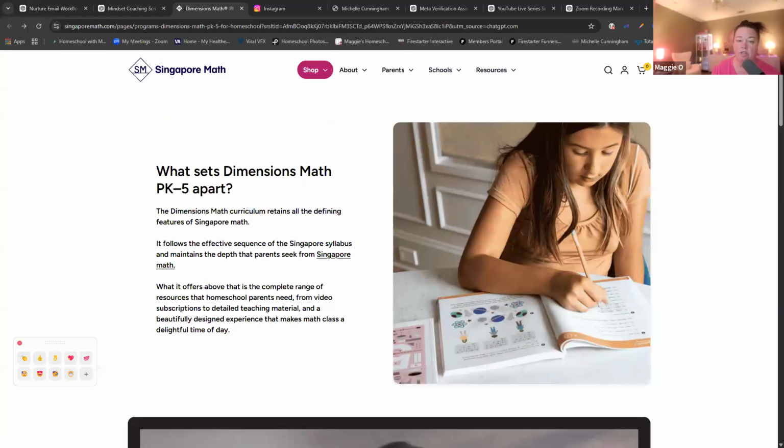Anyway, so the first stage is concrete, and students begin by experiencing a mathematical concept with physical objects or manipulatives. Instead of immediately beginning with numbers and symbols on a page, the child can first interact with something tangible. The next stage is pictorial. The child moves from physical objects into visual representations of those objects and mathematical relationships. This may include pictures, diagrams, number bonds, and the bar model that Singapore Math is particularly known for.